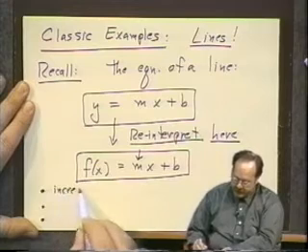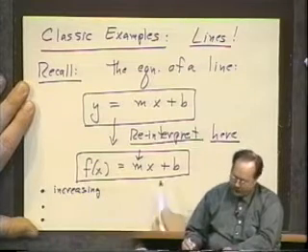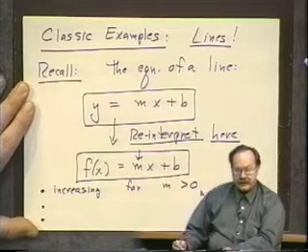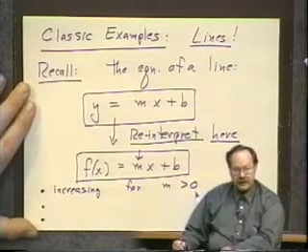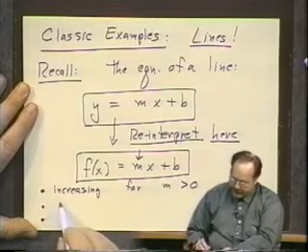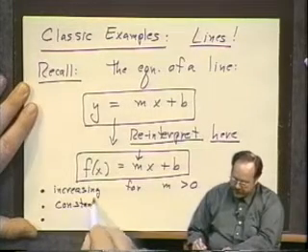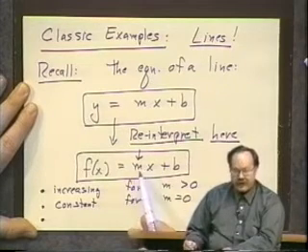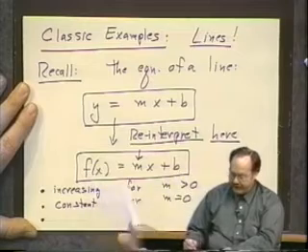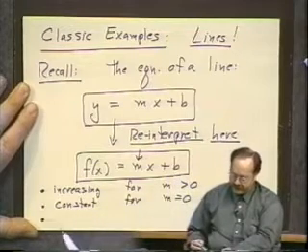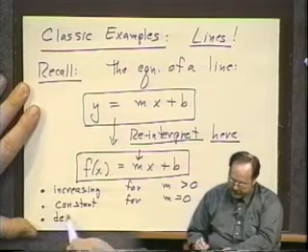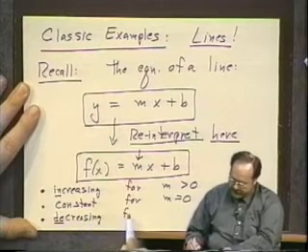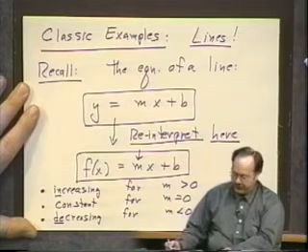Under what conditions will this line be increasing? Well, it'll be increasing for m greater than 0, because those are the positive slopes that make lines increase. It will be constant for m equals 0. In that case, this first term drops out and you're just left with b, f of x equal to b, a constant. It's the same thing we saw in the previous picture. And then, so we had increasing and now decreasing, decreasing for m less than 0.